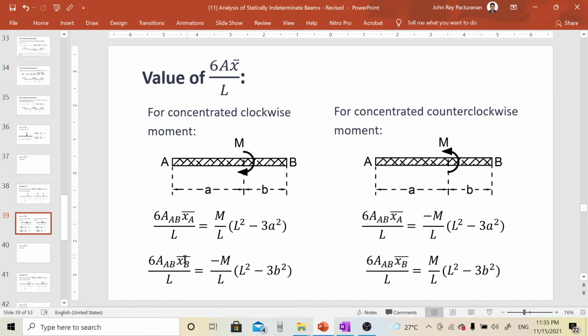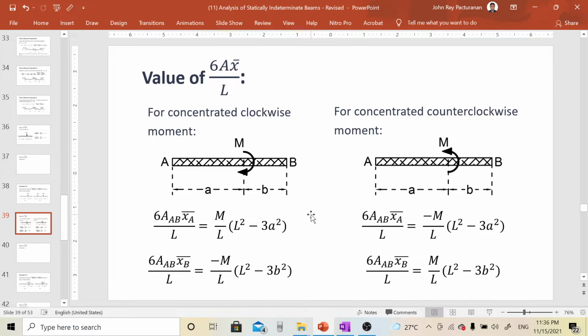Then, kapag yung centroid nag-shift from A to B, medyo nakakalito dito kapag concentrated moment. So, magne-negative ito. Always observe na since clockwise ito, yung about A, that is positive, yung about B, magne-negative. Okay? So, ang mangyayari, negative M over L, the quantity L squared minus 3B squared. Kapag counterclockwise, sa clockwise na positive, sa counterclockwise negative, and of course dito, from negative naging positive. But they are similar in a sense.